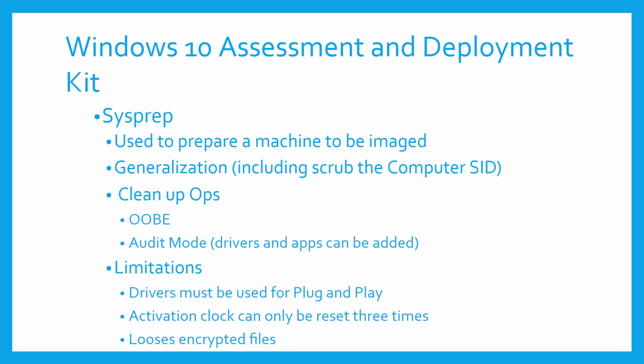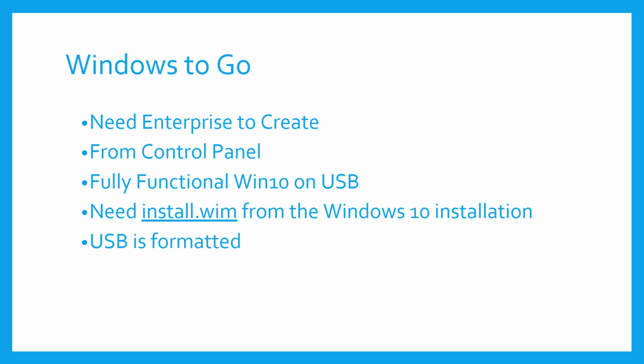So with sysprep, we reset the activation. And Microsoft quickly realized this could be used as a workaround. So what they do instead is they reset the clock, or when you do reset the clock, you don't do it 3 times. All right. Well, one of the unfortunate parts here is you can't use it with encrypted files. You're going to lose those encrypted files.